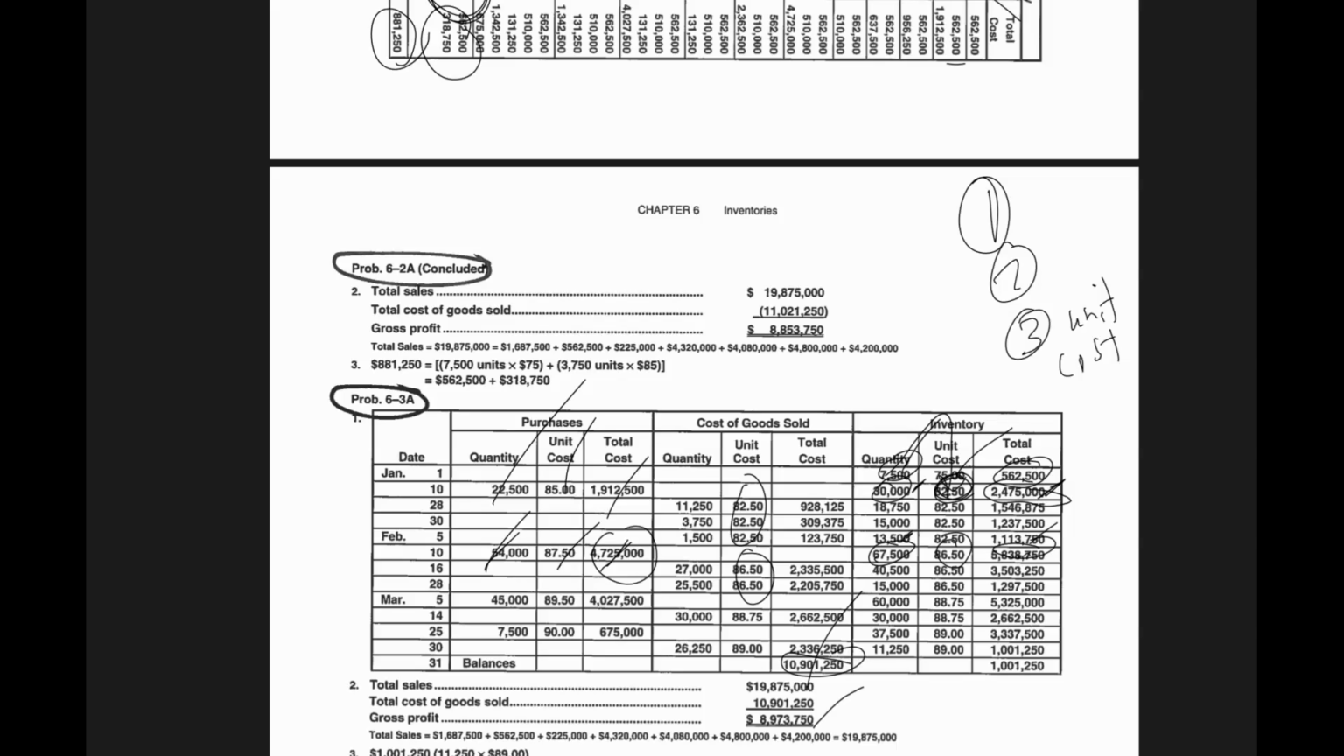That basically takes care of Chapter 6 on cost flow for inventory. The big deal, like I said earlier, is give yourself lots of room in order to keep this all clear and straight.